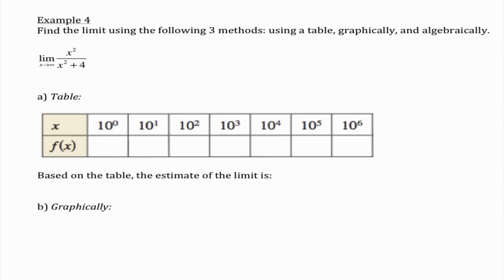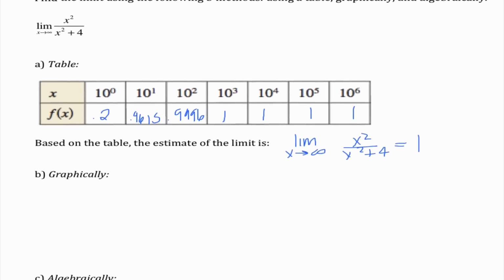But when I put in those values, I get 0.2, 0.9615, 0.9996, 1111. So based on that table, I would say the limit as x approaches infinity of x squared over x squared plus 4 is going to be equal to 1.